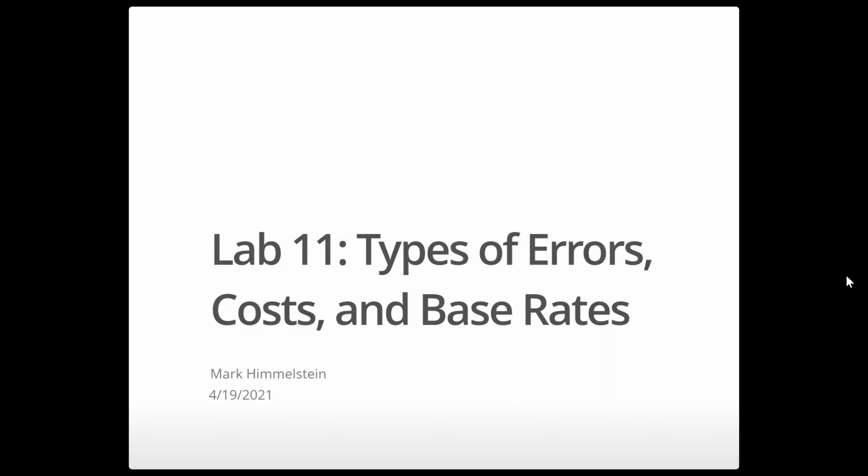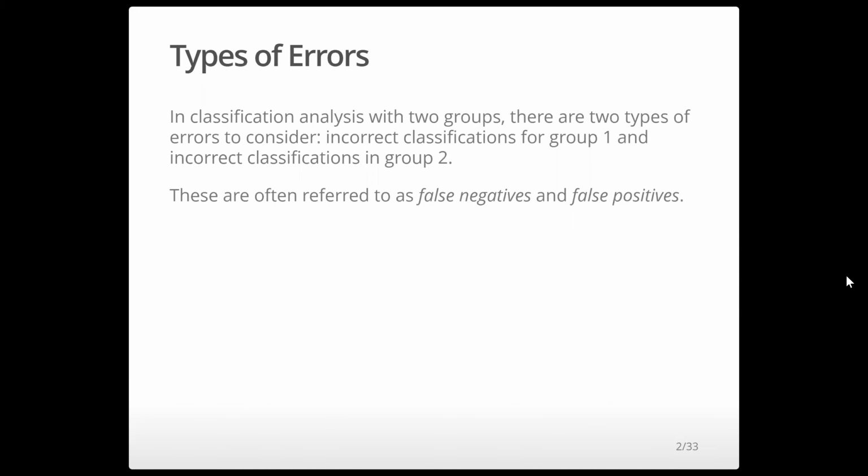Now we're going to talk a little bit more about some issues more related to classification and discrimination, but still important to talk about as well, involving the types of errors you can make, the cost of errors, and the base rates. So in classification analysis, when you have two groups, there are two types of errors to consider. There's incorrect classifications for group 1 and incorrect classifications in group 2. These are often referred to as false negatives and false positives.